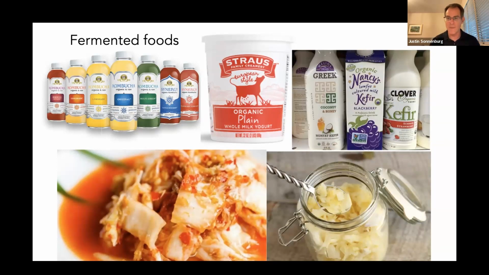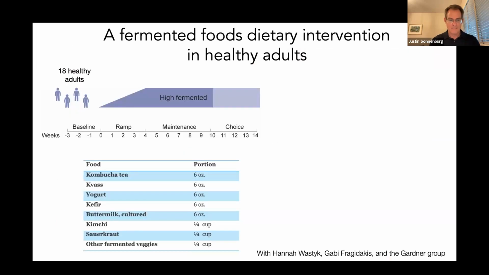Now, I do want to talk briefly about an unanticipated result, which was the impact of fermented foods on the gut microbiome and on our immune system. People were drinking and eating kombucha, yogurt, kefir, kimchi, sauerkraut. These are foods that have been fermented and contain living microbes. You have to buy them in the refrigerated section of the grocery store.